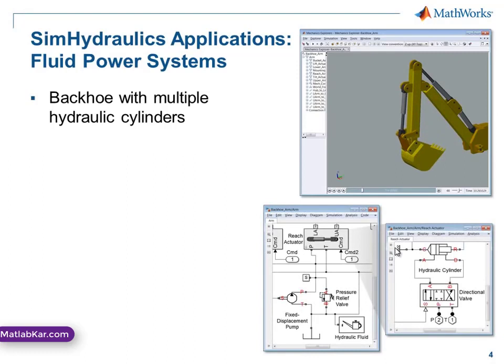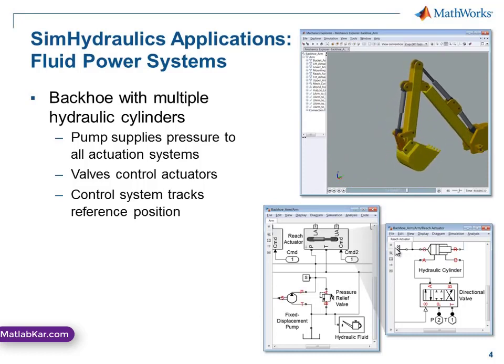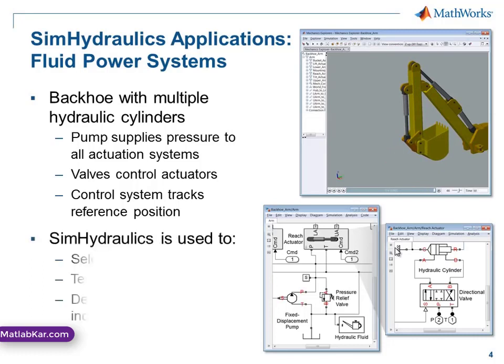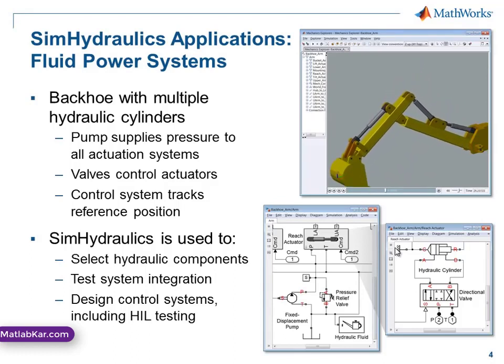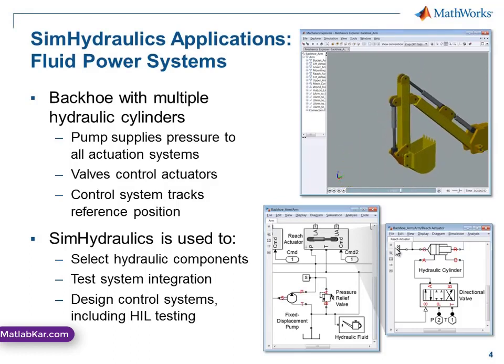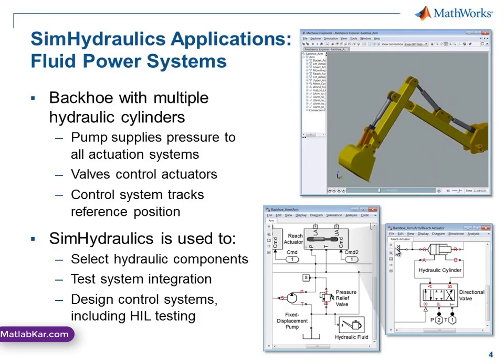The hydraulic system consists of many components, including a pump that supplies pressure to all of the actuation systems, valves controlling those actuators, and a control system that tracks a reference position. Sim Hydraulics is used to select the hydraulic components, for example to size the actuators that will be used, to test system integration, seeing what happens when we combine the hydraulic system with a three-dimensional mechanical system, and to design the control system for this backhoe, including hardware-in-the-loop testing. I'll now switch over to the model so that you can see how this is done.